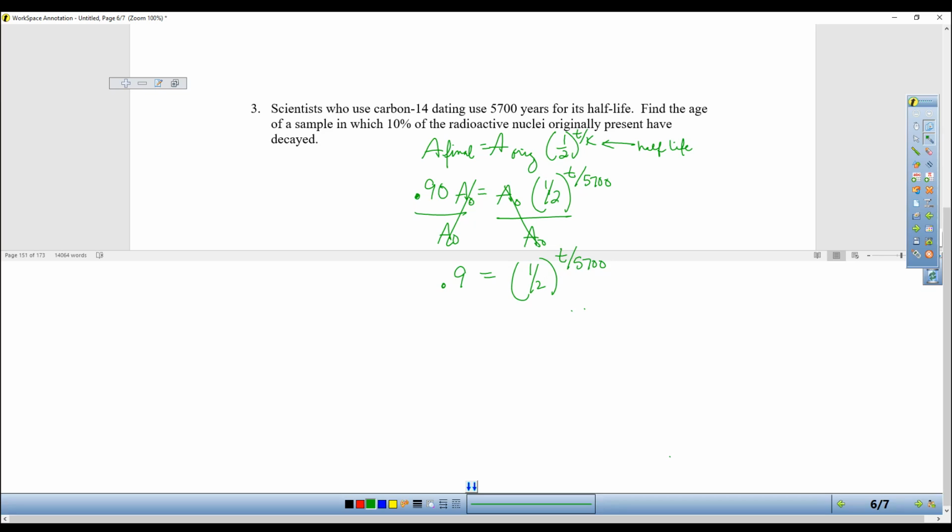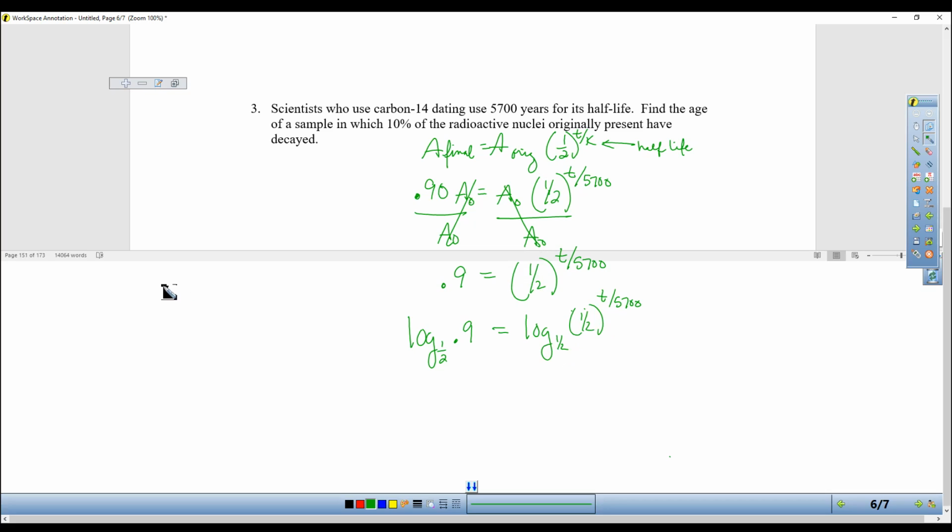Now we've done a lot of problems where it's e to the T, and then you take the natural log of both sides. Do you remember what to do if the base is 1/2? You take the log base 1/2. That's how you get something out of the exponent. Log base 1/2 of 1/2 to the T over 5,700. I know we're going way back to pre-calc, right? But whatever your base is, that's what you take the log of.